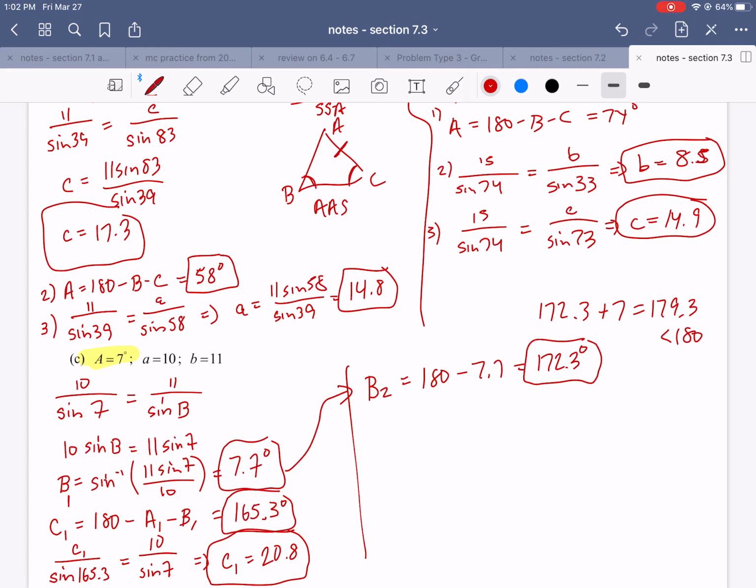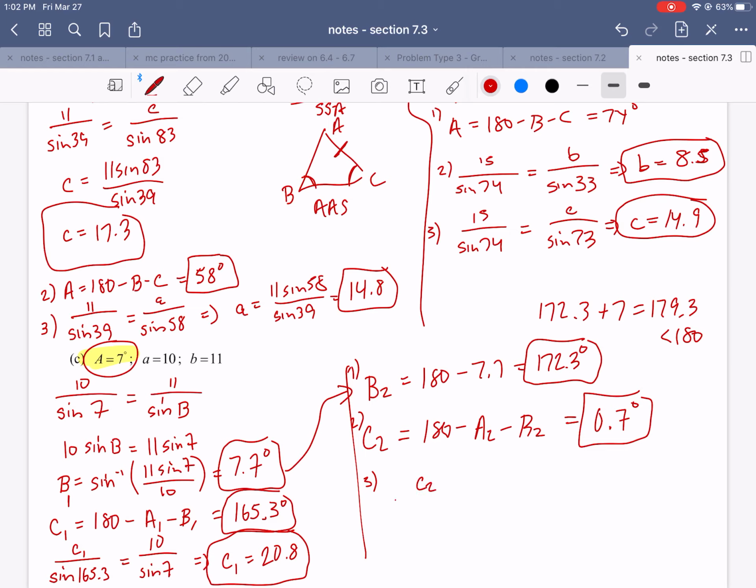I'm going to go ahead and box this as my answer for B sub 2. C sub 2 is then going to equal 180 minus A sub 2 minus B sub 2. This A equal to 7 is not only my A1, but it's also my A2. So this is going to give me a really tiny angle of 0.7 degrees. It is going to be a second triangle, but it's going to be a pretty small one. So that's step 1 for triangle 2, step 2 for triangle 2, and step 3 for triangle 2 is to find little c2.